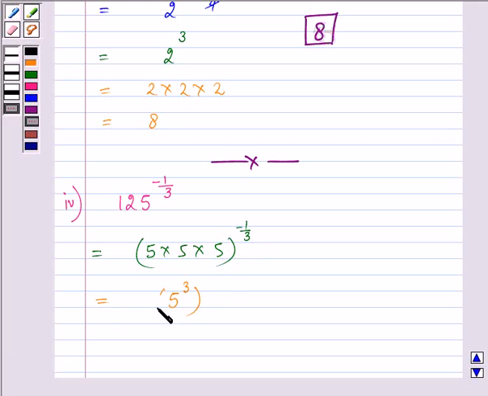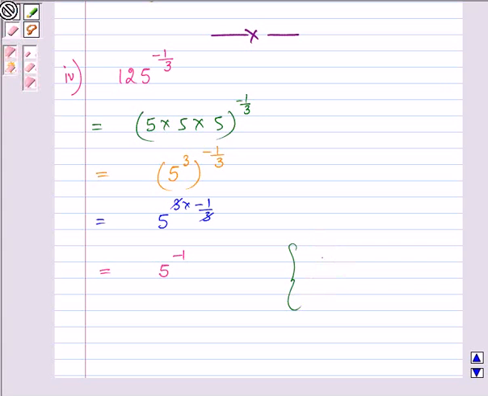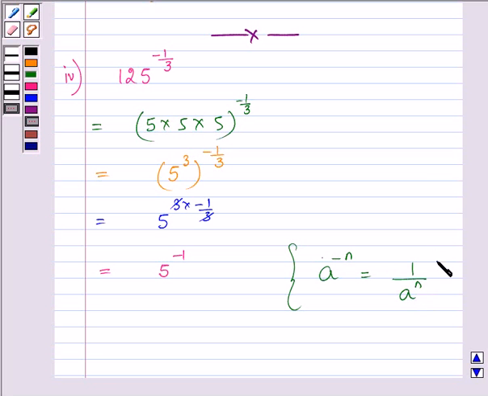Proceeding on, as we did in the above parts, now 3 will get cancelled out. Now we are left with 5 raised to the power minus 1. Now, if we have any rational number a having an exponent of minus n, where both the base and the exponent are rational numbers, we can write it as 1 divided by a to the power n.